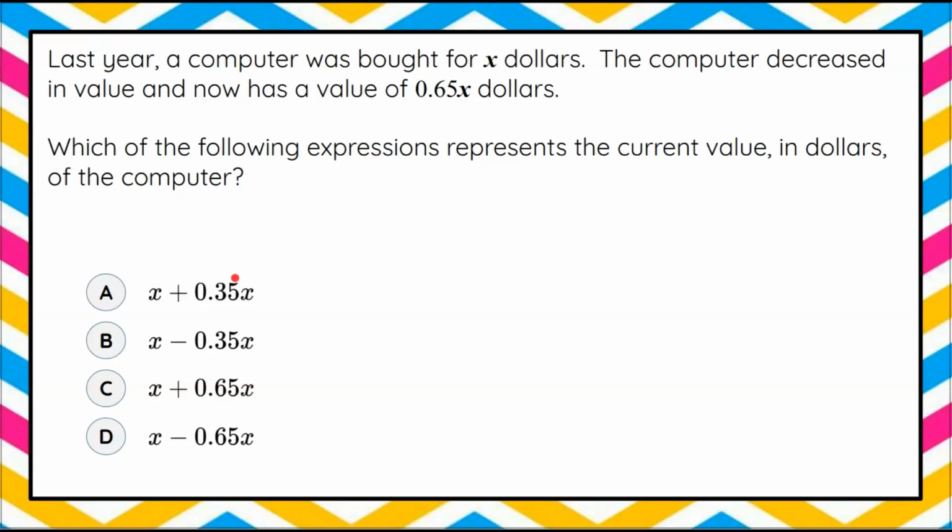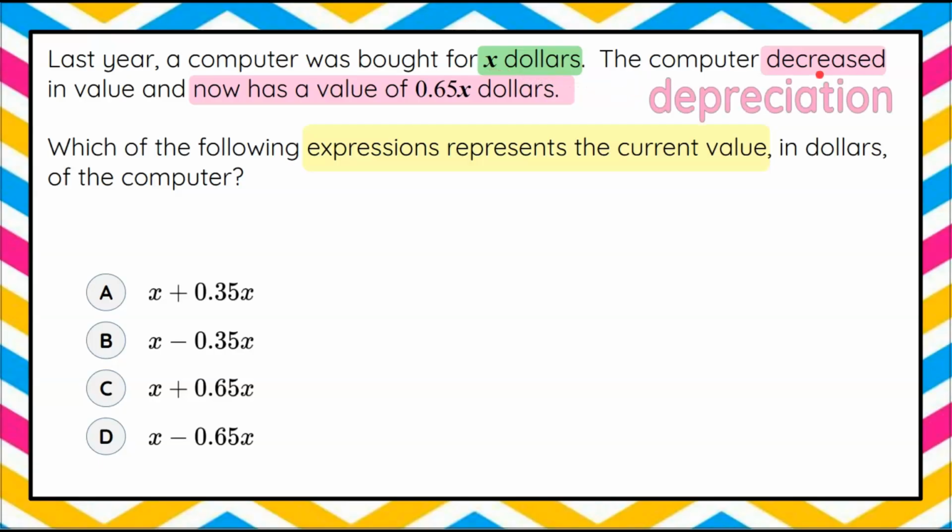Good luck. Welcome back. So we're told that last year we bought a computer for x dollars. Then the computer decreased in value and now is worth 0.65x dollars. We need to discover which expression represents the current value. So which one of these represents what it is worth now? We know that it's worth 0.65x. It decreased in value when it started at x.